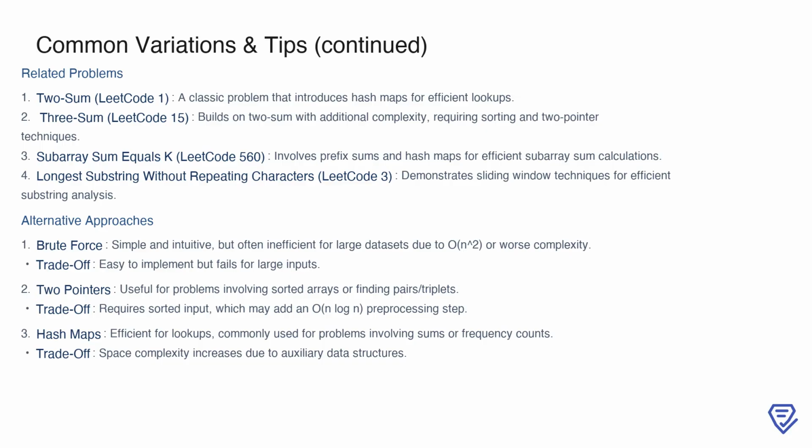In terms of alternative approaches, brute force is a straightforward starting point. It's easy to implement but often inefficient for larger datasets, leading to time complexities like O(n squared) or worse. A smarter option is the two-pointer method, which is particularly useful for problems involving sorted arrays or finding pairs or triplets. However, this approach may require pre-processing to sort the input, adding an O(n log n) step. Hash maps are another powerful tool for problems involving sums or frequency counts, offering efficient lookups at the cost of increased space usage. Each approach has trade-offs to consider based on the problem's constraints.